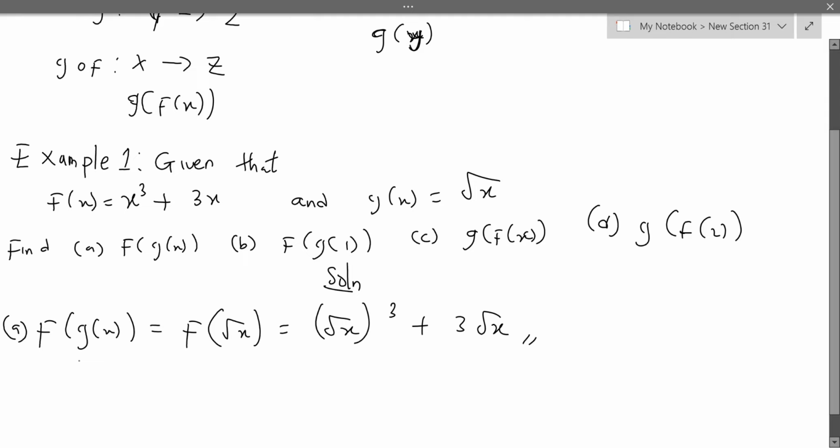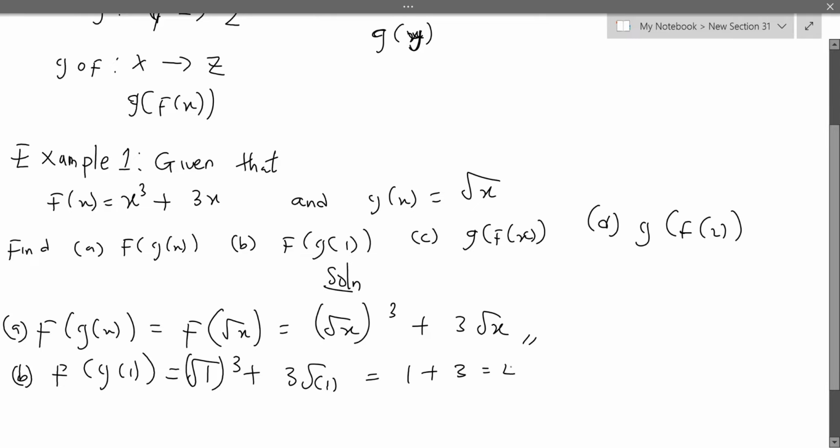And that is all. So the second part says that we should find f of g at 1. What that means is after you've done the composition, you insert 1 in place of x. So we have square root of 1 raised to the power of 3 plus 3 times 1. That will just give you 1 plus 3, and you get 4.